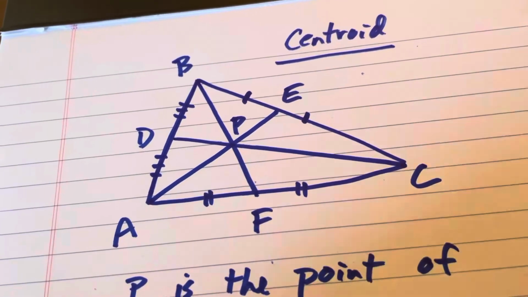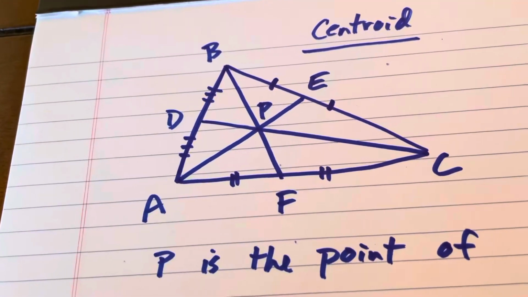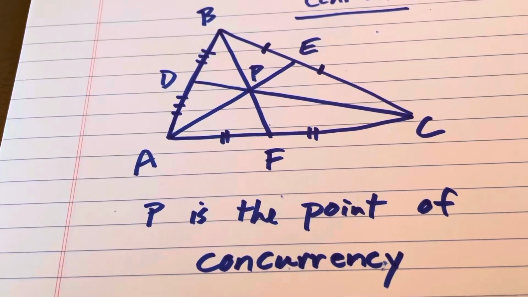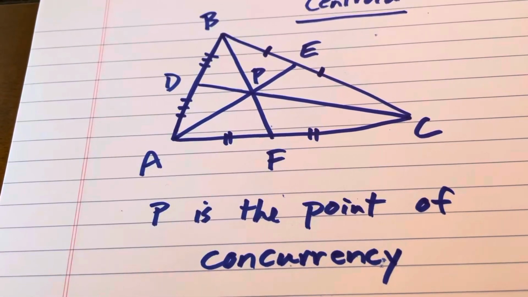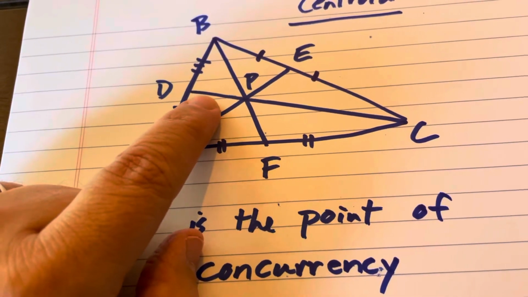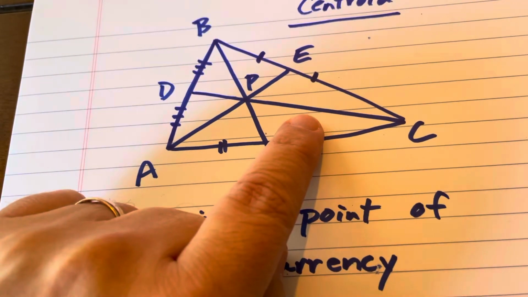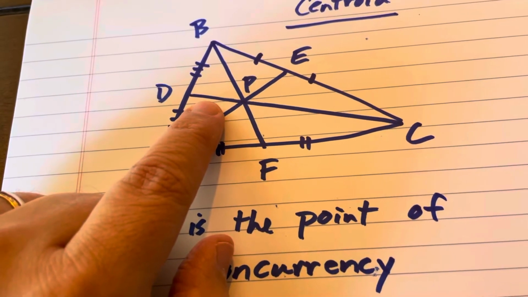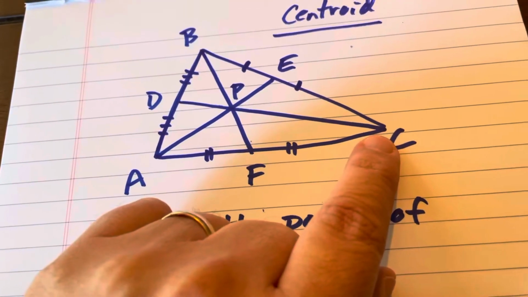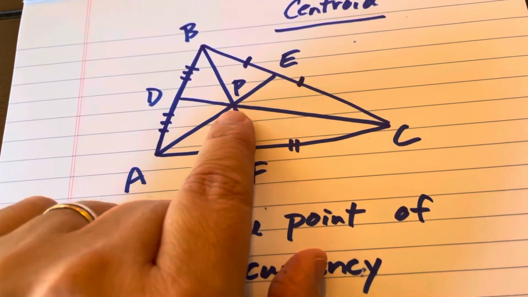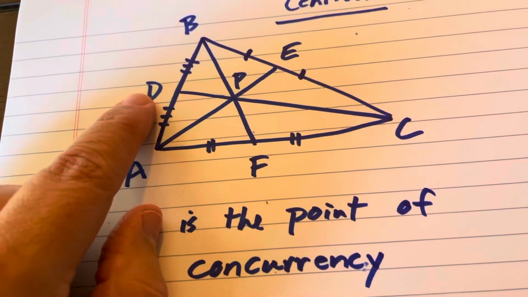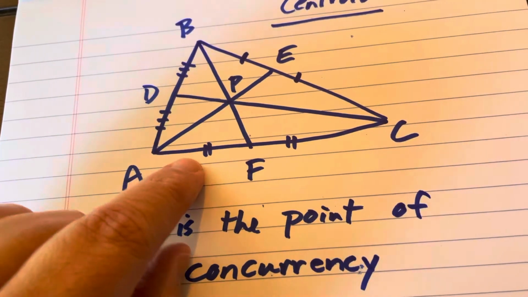This is called a centroid. P is the point of concurrency there. It's where all of the medians intersect. And what we need to know about this is that on each one of these, you have a smaller segment and a larger segment. The smaller one is going to be 1/3. So DP is 1/3 of the total distance from D to C. And PC, this larger portion of it, is 2/3 of the total distance. And that's true on each one of these.